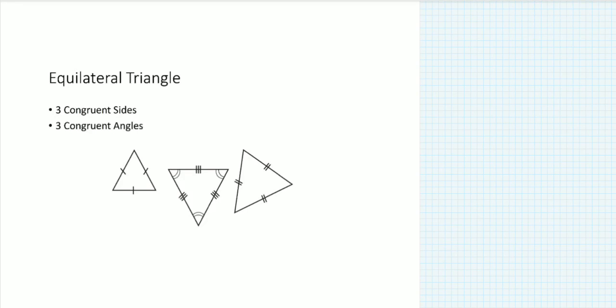Alright, so this is the video for equilateral triangles. It's very similar to the isosceles one, except it's a tad bit easier because instead of two, basically everything is the same, right? You have three congruent sides, three congruent angles. Okay, so it's a little bit easier. Your equations are going to be a little bit more straightforward, okay?